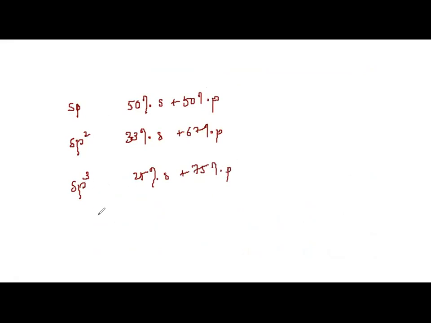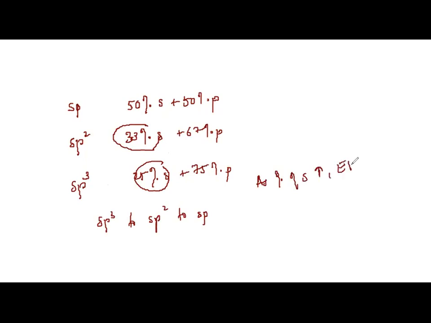So as you are moving from sp3 to sp2 to sp, what is happening? The percentage of S character is increasing. Yes, as the percentage of S character increases, electronegativity of carbon increases. So electronegativity of carbon is not fixed. You cannot say it is exactly so much. It varies with the state of hybridization.